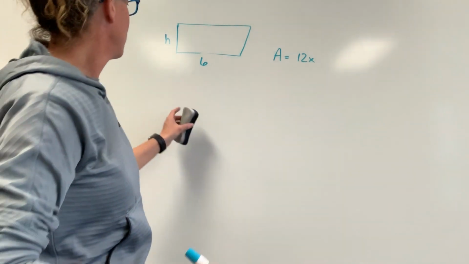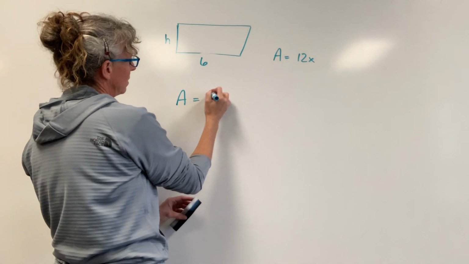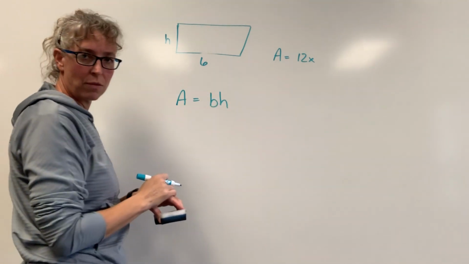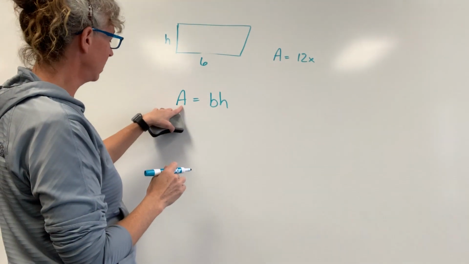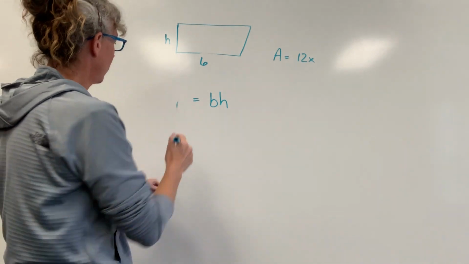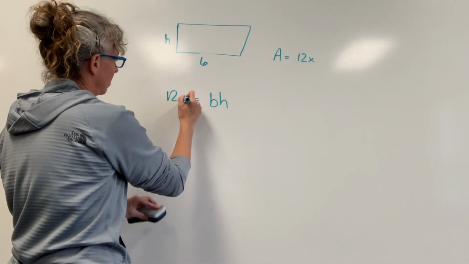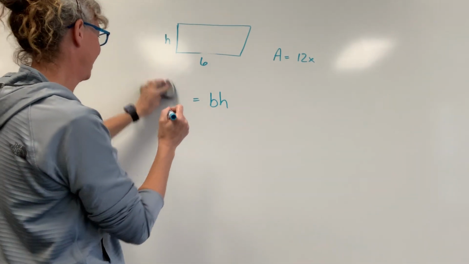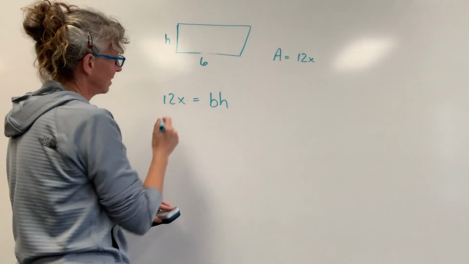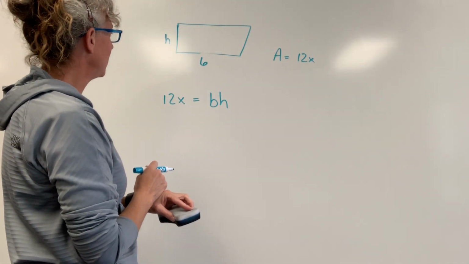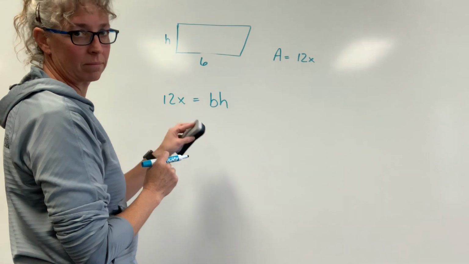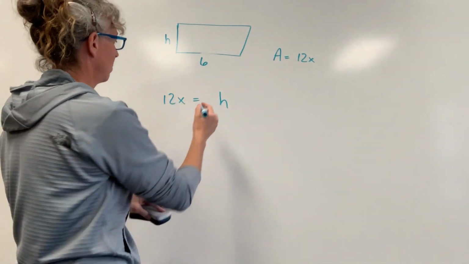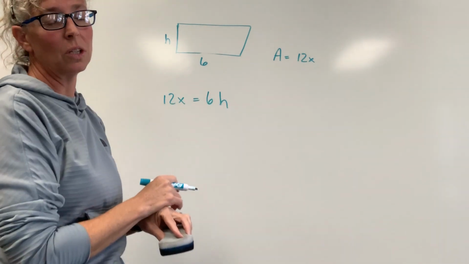They did area, which is base times height. Remember I said on these ones, we go ahead and put our formula in there. Do I know the area? Sure, it's 12x, so I'm going to replace that there. Whoa, I don't know what that number is. 12x, okay? And do we know the base? 6, okay, so we're going to go ahead and put 6 there. And we're looking for the height.